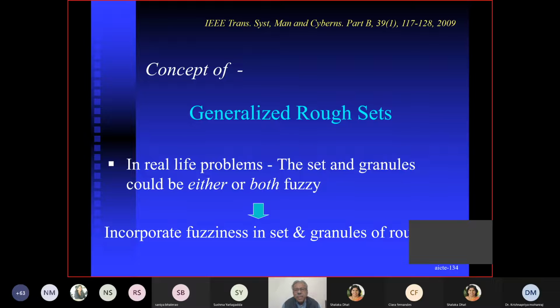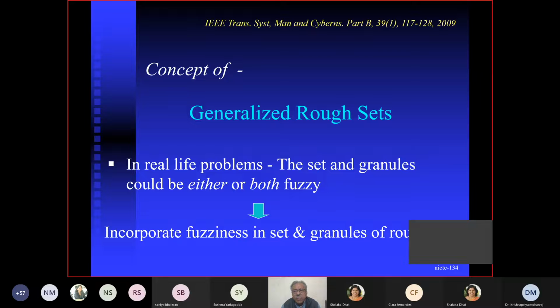Then let's consider generalized rough set. If you remember yesterday, before generalization, I gave the introduction in my last session on the previous lecture. And then I said that before I go for generalized rough set, I will explain the individual granular concept and their representation. Now, generalized rough set. What is rough set? In real life problems, the set and granules could be either or both fuzzy. Because Professor Pawlak's definition of rough set was that the granule is crisp, the set is crisp.